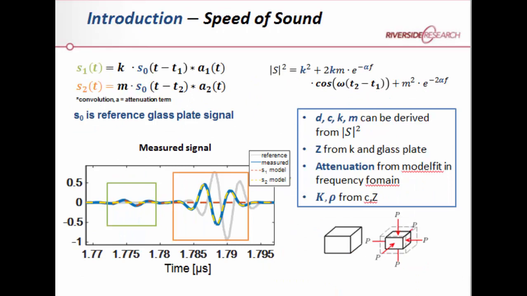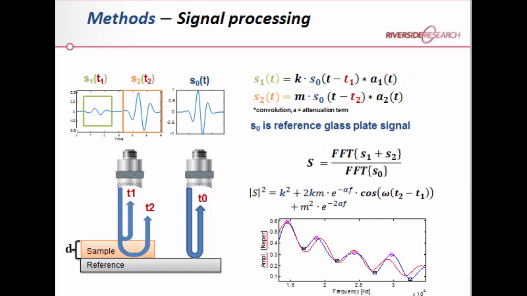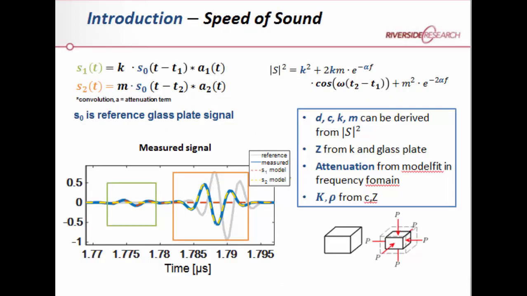And you see that it's automatically changing. I'm sorry. And you can see that this term is mainly determined by this cosinus term, and the frequency depends directly on the time difference of these 2 signals. And you can also see that based on this model, you can derive the amplitude coefficients very easily. And if you do some model fitting, you can also derive the attenuation.